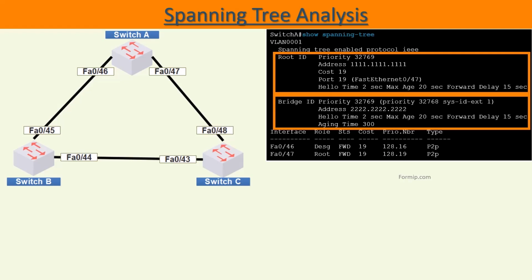We see its priority also set to 32769, and the sys-id-ext 1, which is the VLAN number. The priority is 32768, but the spanning tree will add the VLAN number to give us a priority of 32769. And we see the MAC address of switch A made up of 2.